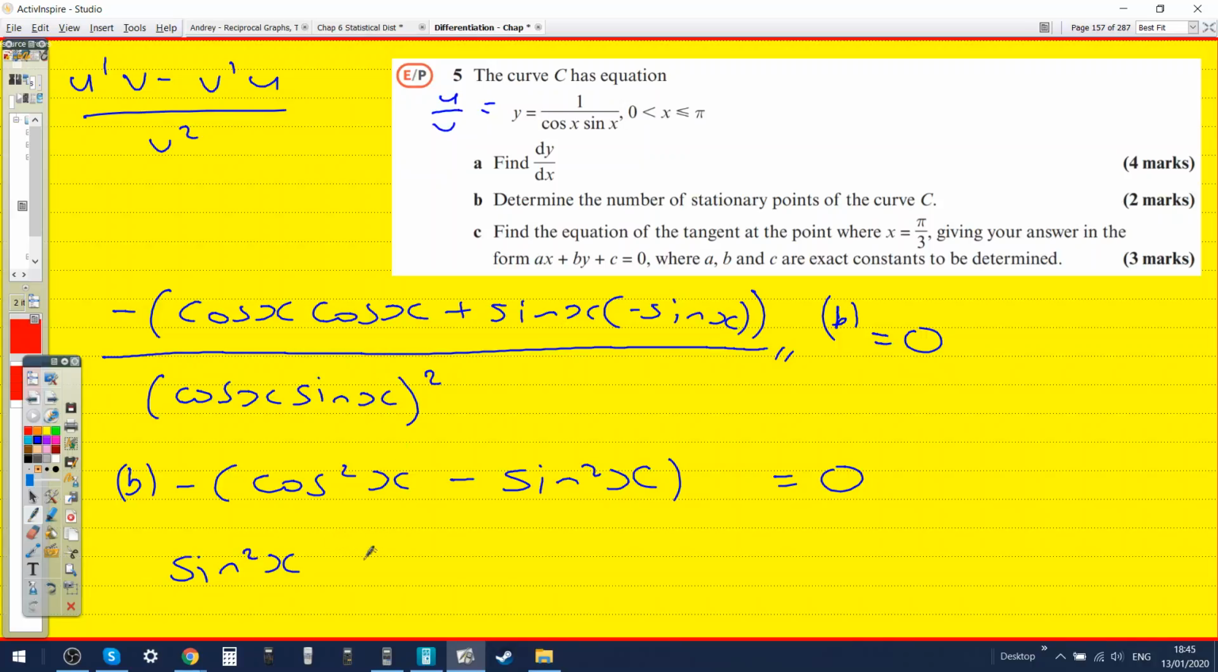Then we bring over the cos, so sin squared x equals cos squared x, and then we can substitute 1 minus sin squared x for cos squared x. So instead of cos squared x, we do 1 minus sin squared x.